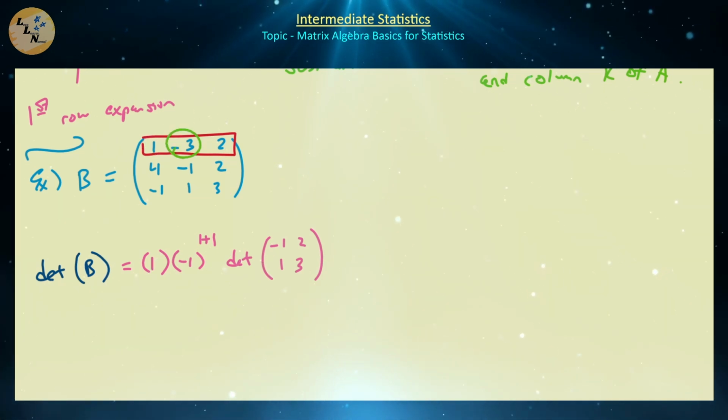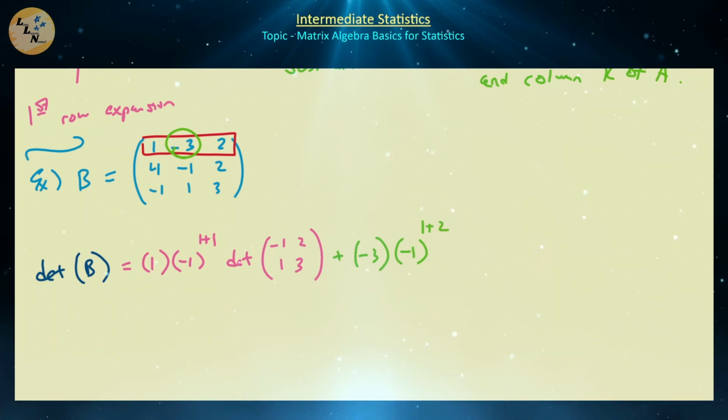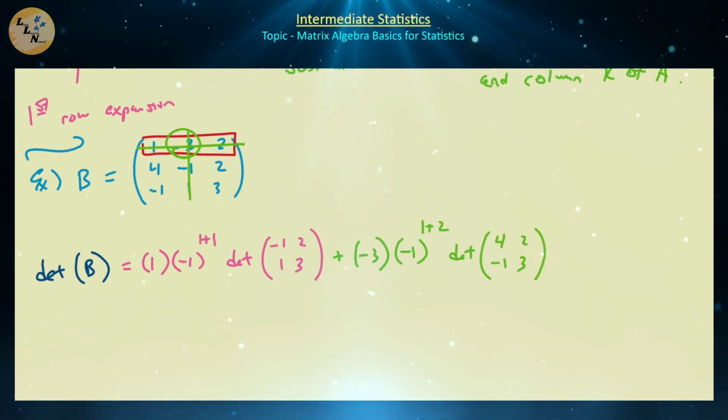Then we're going to be moving over to minus 3. So we're going to have plus minus 3, and then we're going to have negative 1, first row, second column. So that's going to actually change to negative 1. And then we're going to multiply that by the determinant of the matrix we get when we eliminate row 1, column 2. So that's going to be the determinant of 4, 2, minus 1, and 3.